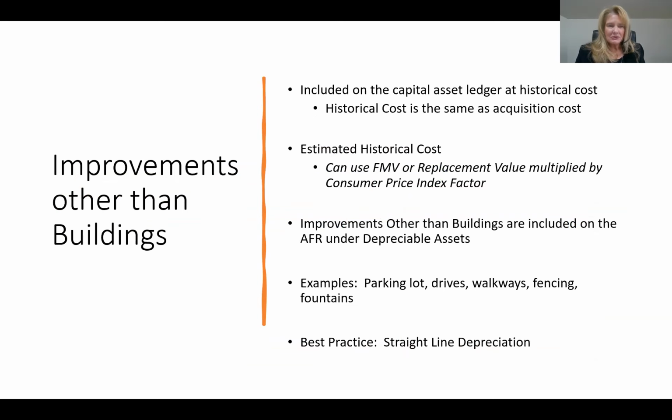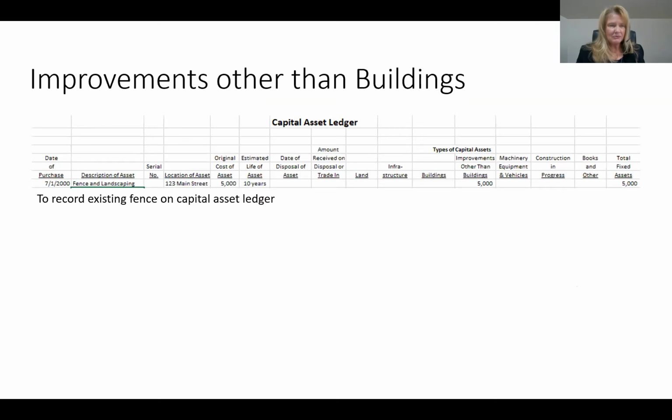Okay, improvements other than buildings are going to work really the same way. You're going to include it on your capital asset ledger at historical cost, which is the same as acquisition cost. You might have to estimate your historical cost, which again is fair market value or replacement value times the consumer price index factor. You're going to include these on the AFR under depreciable assets, and some examples are your parking lot or drives or walkways or fencing, or maybe if you have a fountain, that type of thing is considered an improvement other than buildings. And those are best depreciated through straight line depreciation.